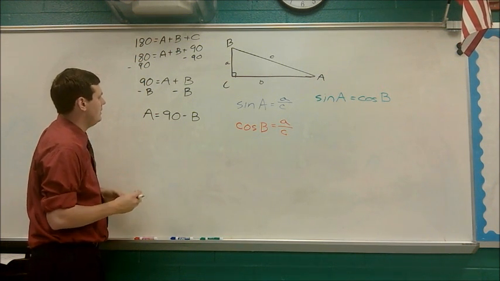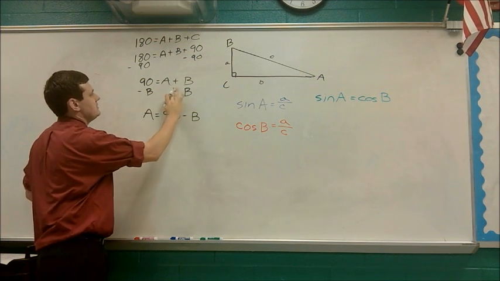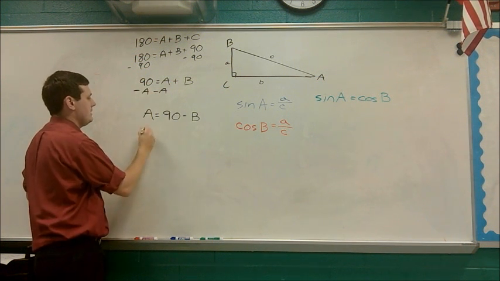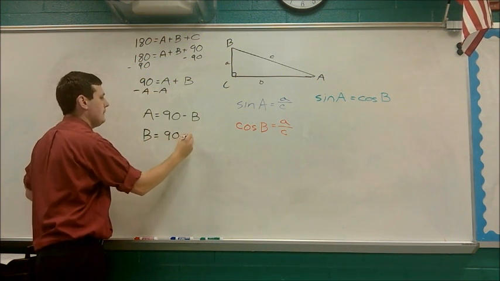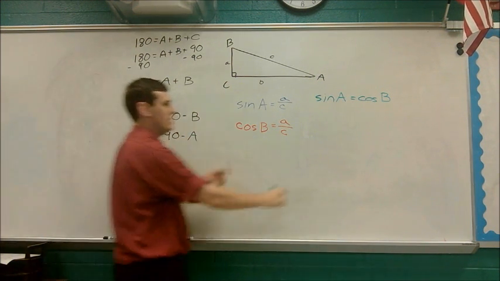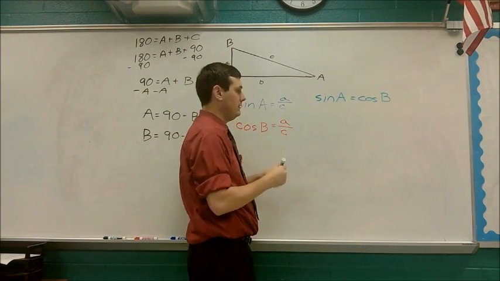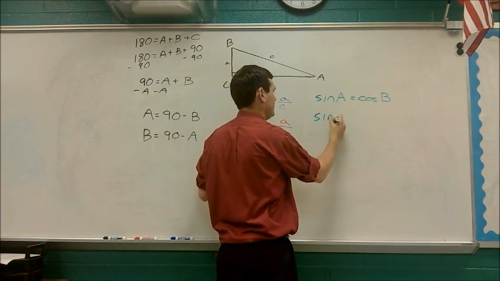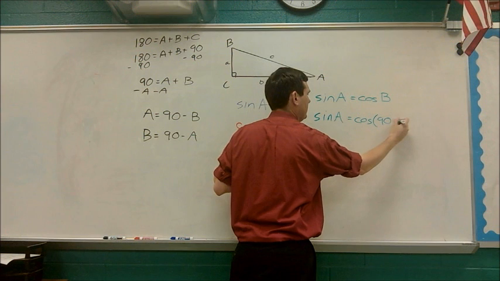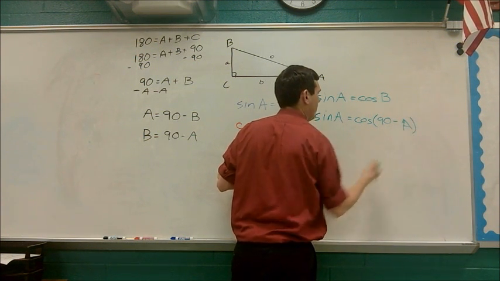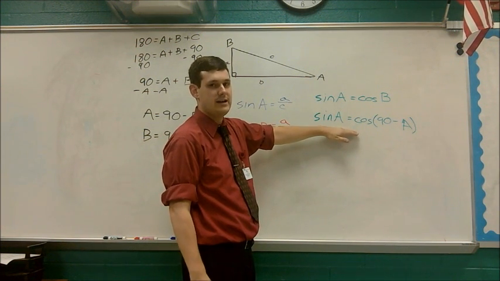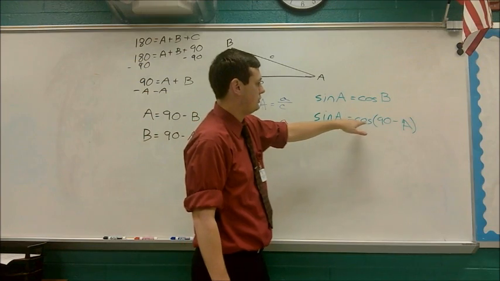Okay? And that also means if instead of subtracting B, I subtracted A, then that would mean B equals 90 minus A. So if I come over here and I take this B and plug it in for this B, watch what happens. The sine of A is the cosine of 90 minus A. This is the first cofunction identity. So you have sine A equals cosine 90 minus A.